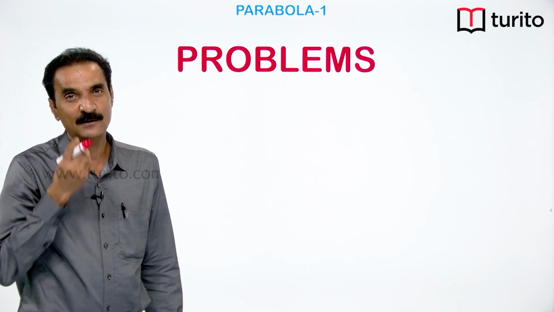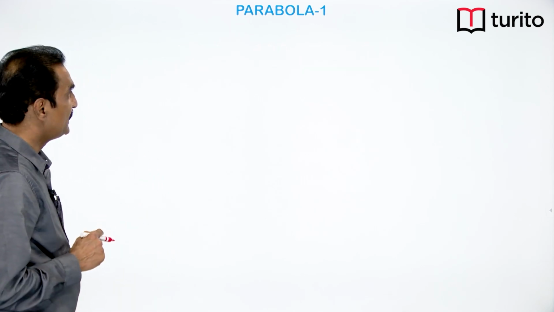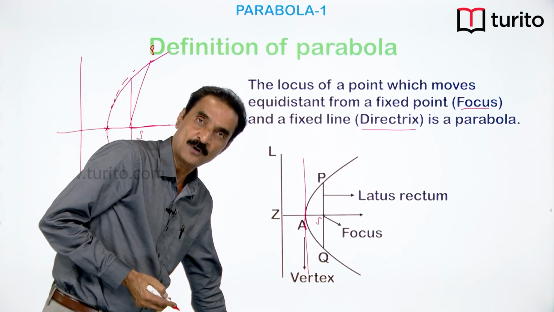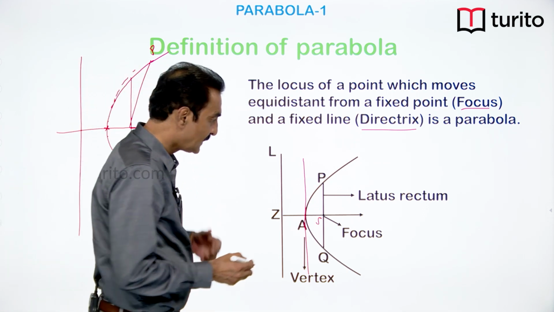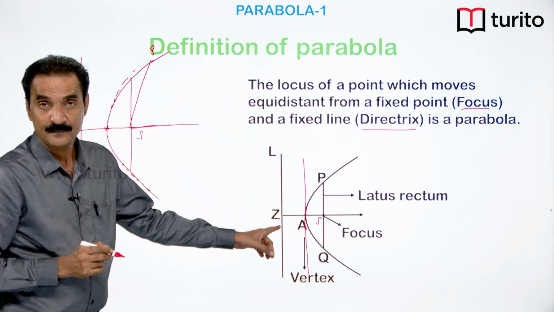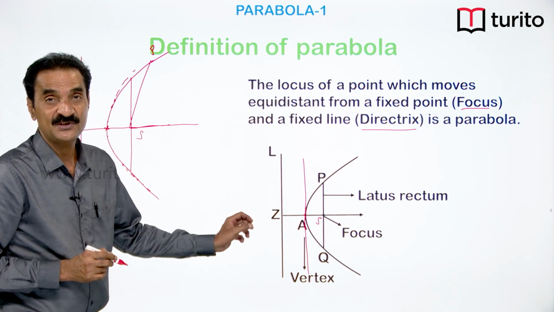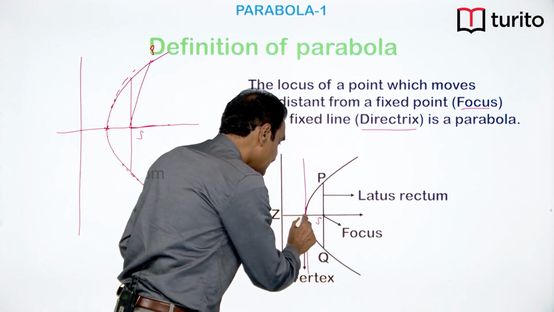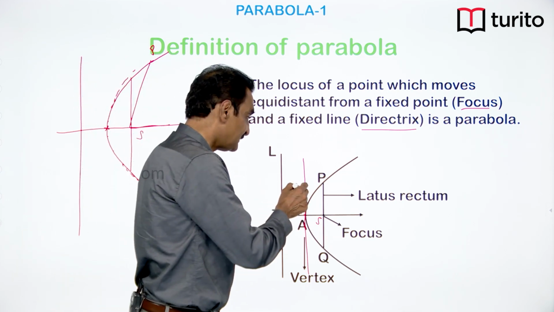Now, let us solve a few problems on the theory discussed so far. Before solving problems, let us once again discuss a few more points about the parabola. In the parabola, see, A is a point on the parabola, the vertex is a point on the parabola. So, it should be equidistant from the focus and directrix. That means AS is equal to AZ.